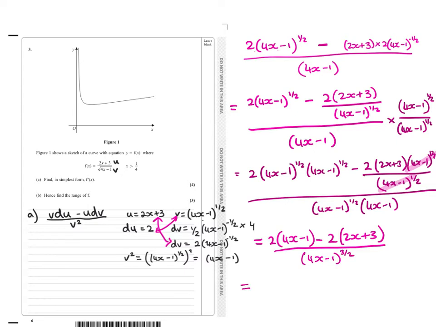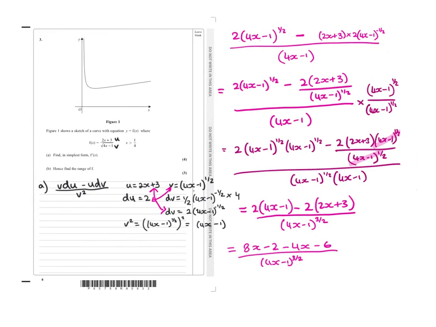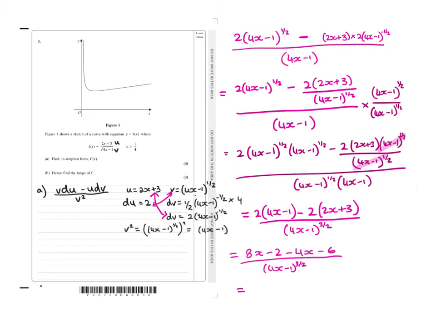If I expand my numerator, I'm going to get 8x minus 2 minus 4x minus 6 over 4x minus 1 to the power of 3 over 2, which is going to equal 8x minus 4x, it's 4x minus 2 minus 6, minus 8, all over 4x minus 1 to the power of 3 over 2.